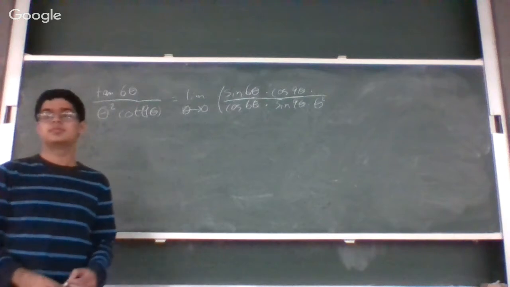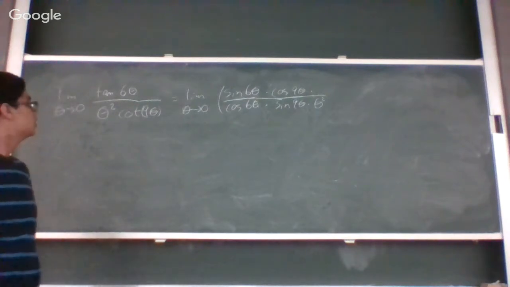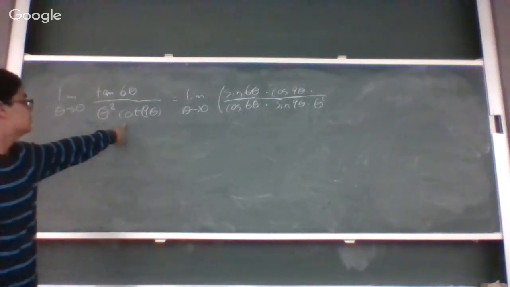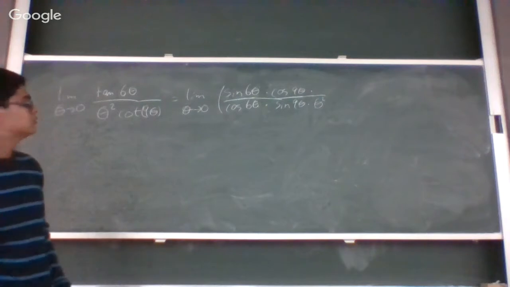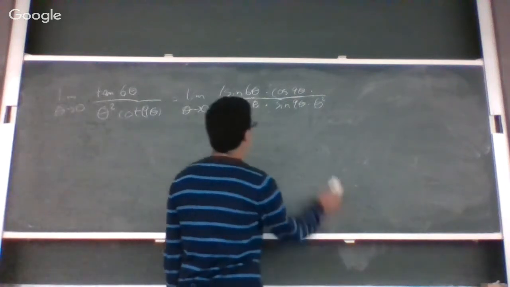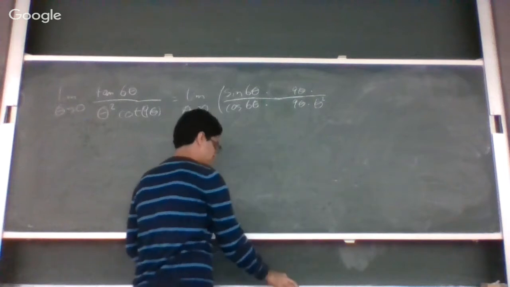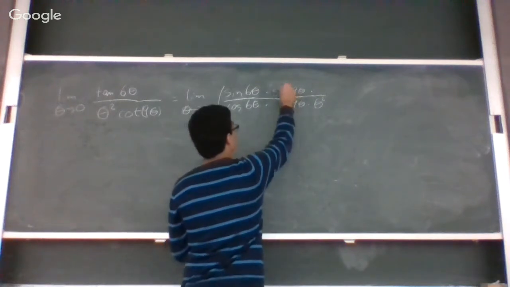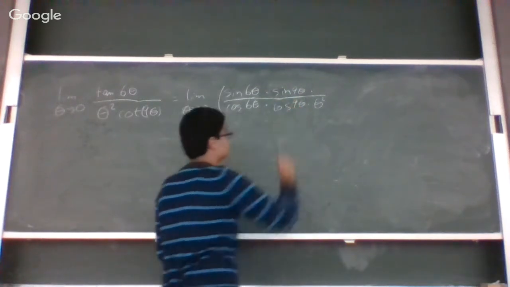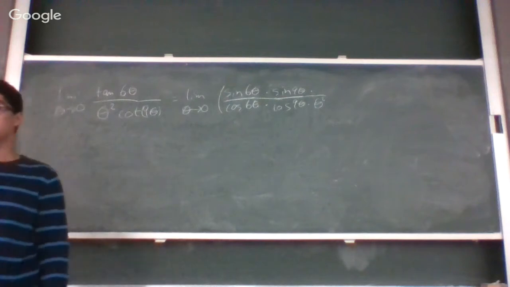Alright? So you change it to multiply. Dividing by cosine over sine, sine would be on top, right? Yeah, sine would be on top. Yeah, good.